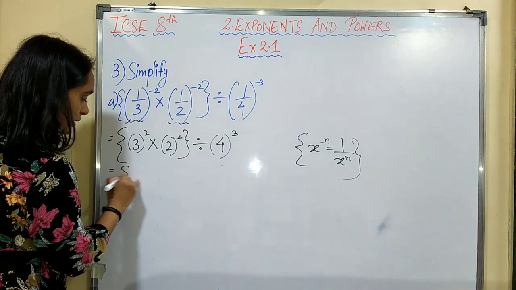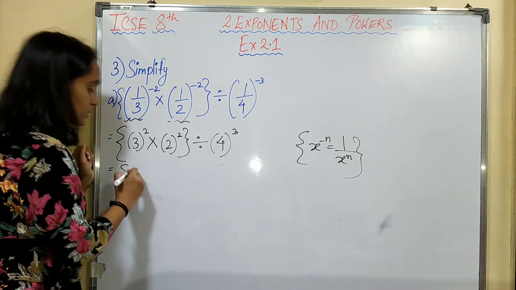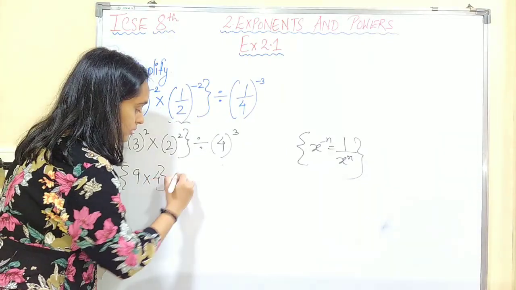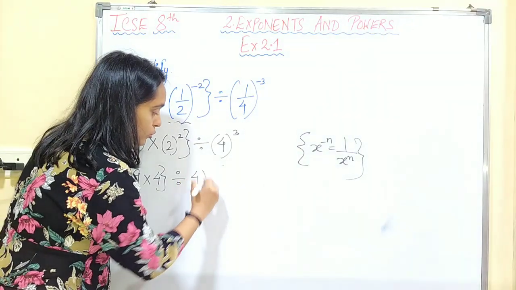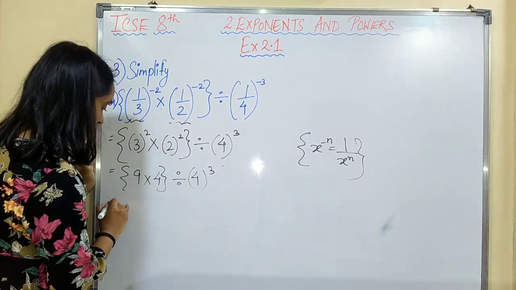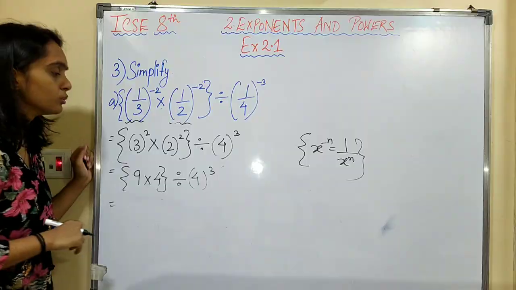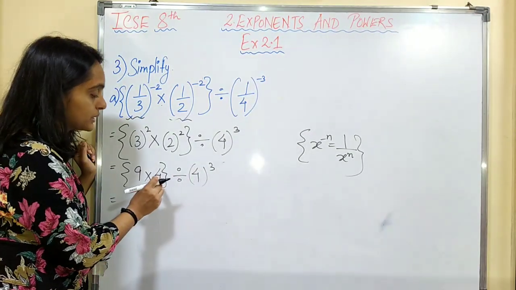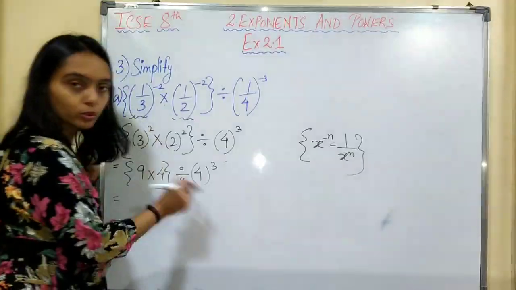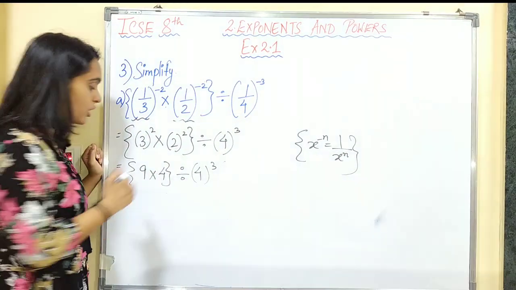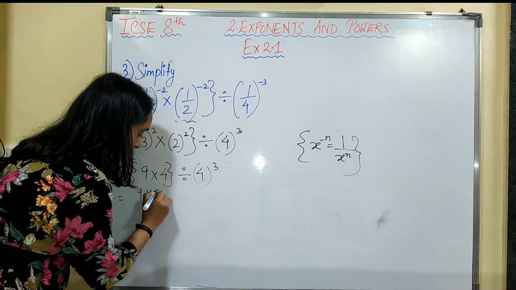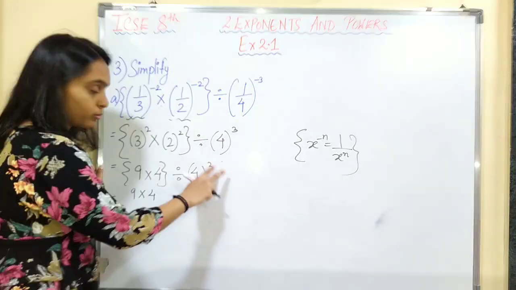So now you will get 3 square, 3 3s are 9, multiplied by 2 2s are 4, divided by 4 cube. So we can multiply it here and then divide by this. But as you can see 4 is there on both sides, so it will get cancelled off. So I am keeping this as it is. So it will be 9 multiplied by 4 divided by 4 raised to 3.